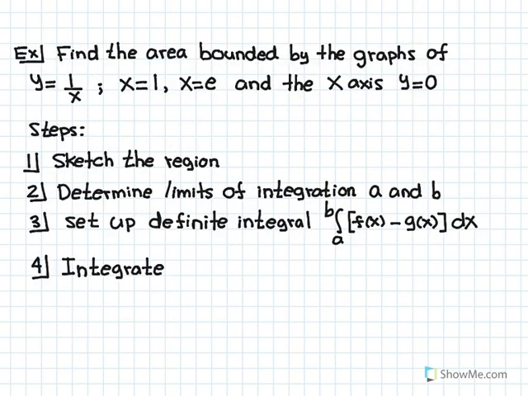All right, so let's look at the question. Here we have: find the area of the region bounded by the graphs of y equals 1 over x, x is equal to 1, x is equal to e, and the x-axis, which is just y equals 0. So what are the steps? Sketch the region, that's the first step. Determine the limits of integration a and b. Number 3 is set up the definite integral a to b f of x minus g of x dx. And number 4 is solve the integral, integrate.